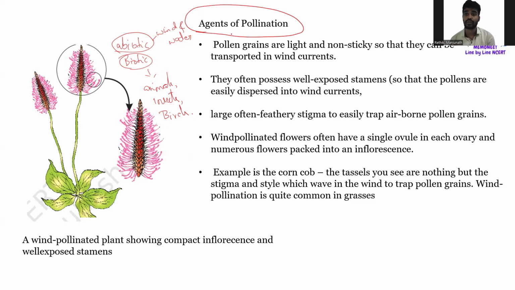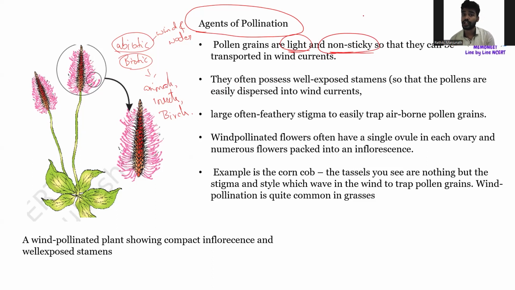So what are the criteria or characteristics one should have for pollination to happen easily? One thing is the pollen grains should be light in weight and non-sticky, if I'm talking about wind pollination, so that they can easily be transported in the wind current. If you want the pollen grains to be transported easily in the wind current, what you have to concentrate on is that the pollen grains should be light in weight as well as non-sticky. So this is one point.